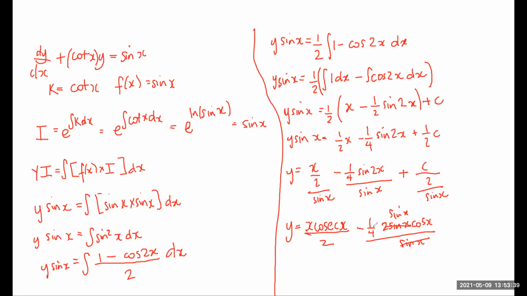That's not right, right? No, that's correct. The sin x's cancel. Yeah. Plus what is now? C over 2 over sin x. When you divide by sin x, it becomes 1 over sin x. What is that?